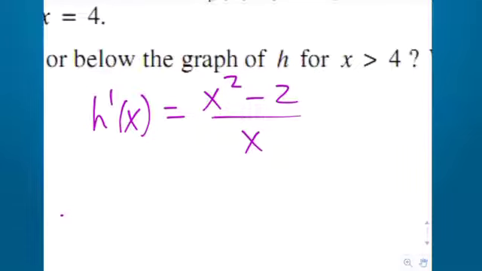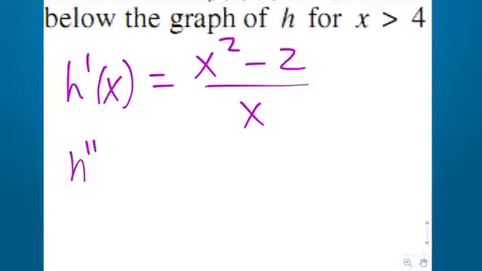Now, to find the second derivative, you can do it one of 2 ways. You can simplify h prime first by saying x squared over x, and then minus 2 over x, and then you'll have 2 terms and you'll have a power rule. But then you'll have 2 terms in your final answer, and that's not as easy to analyze where it's positive or negative. So here's what I would recommend.